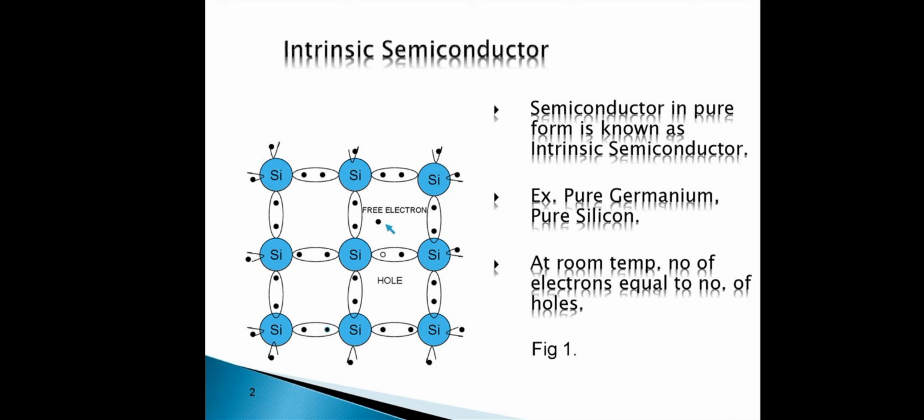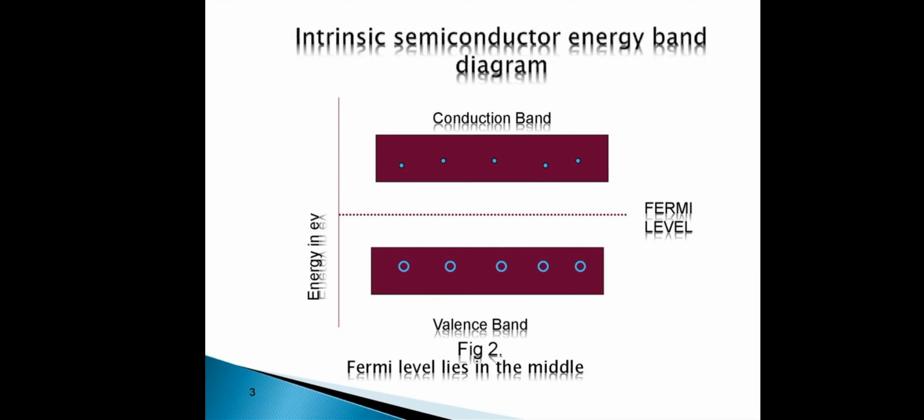Example: germanium, silicon. At room temperature, the number of electrons is equal to the number of holes. And this is the intrinsic semiconductor energy band. This represents that when the temperature of an intrinsic semiconductor is 0 Kelvin, it behaves like an insulator. When the temperature is increased further, the electrons get excited and move from the valence band to the conduction band.